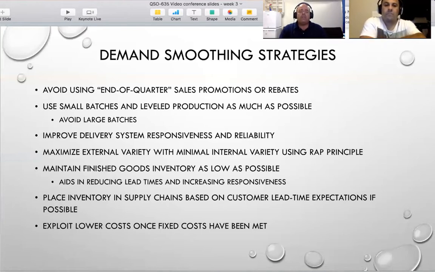So improve your delivery system responsiveness and reliability. This is all about lead time. You want to reduce your lead time because as you decrease your lead time, you'll start to have people move from that "at once" category to your lead time category. And that is very profitable, and that's a very good position competitively. And it also relieves a lot of stress on your supply chain.